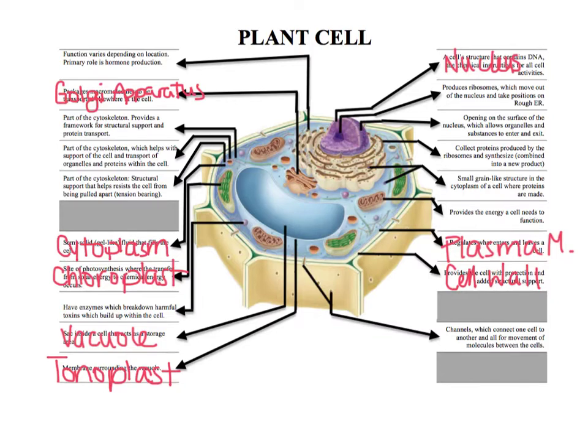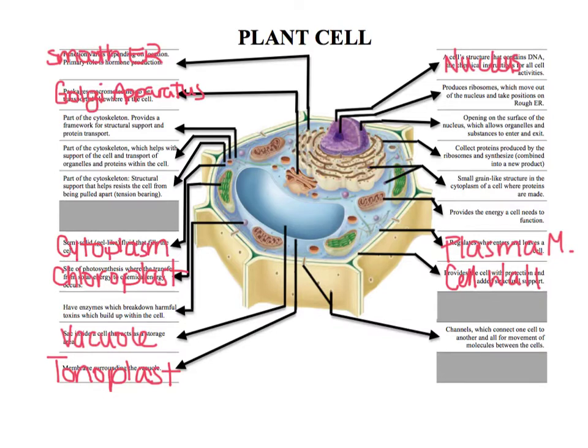I'm going to go ahead and go through these top down. So the functions that vary depending on the location, where it says primary role is hormone production, that's your smooth endoplasmic reticulum. So I'm going to call it the smooth ER. Endoplasmic reticulum is often abbreviated as the ER. So again, at the very top, smooth endoplasmic reticulum.